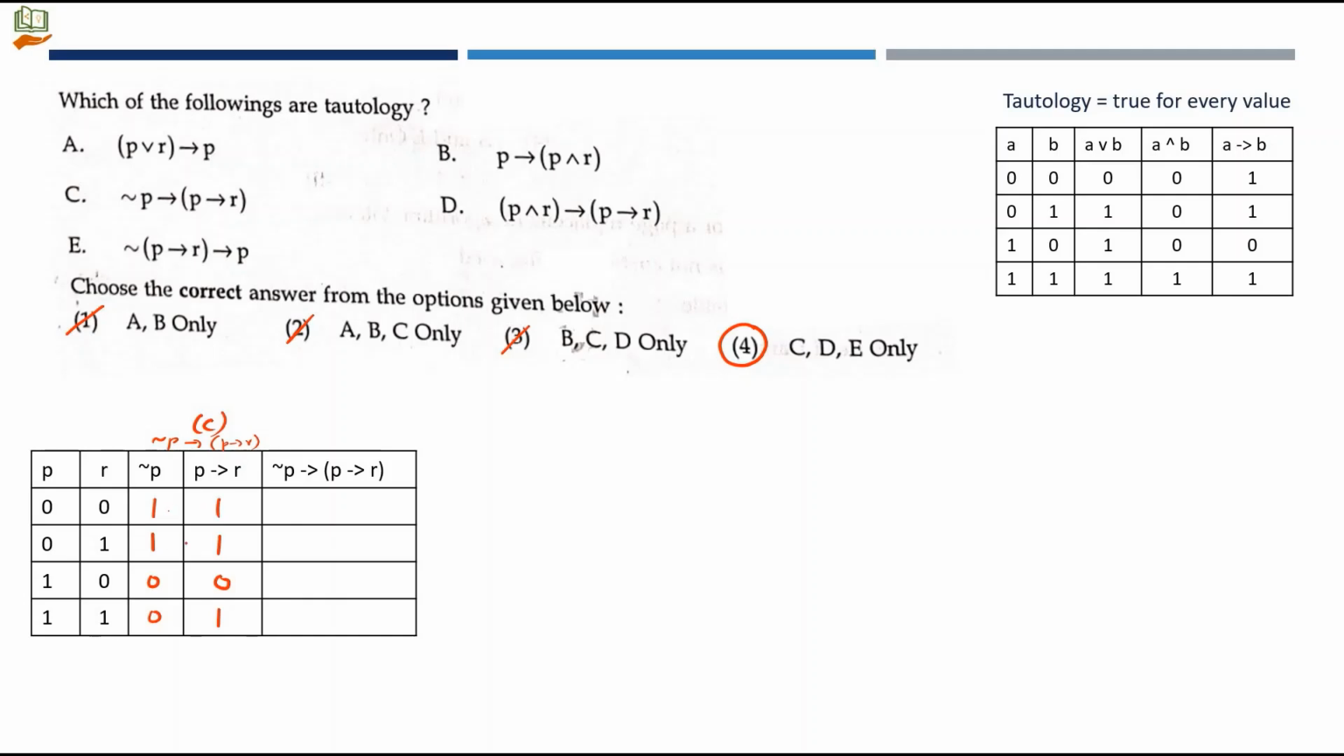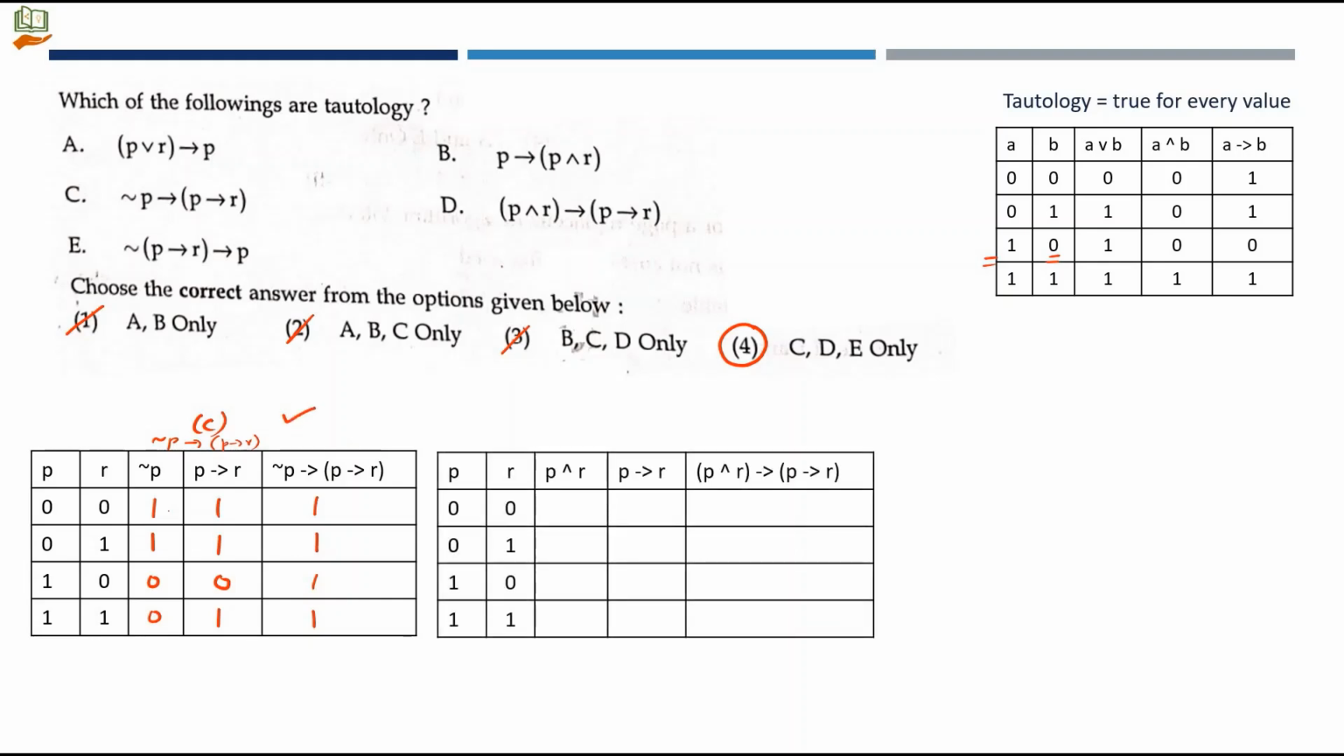We can compute this way itself. 1 and 1 will give 1. 1 and 1 will give 1. 0 and 0 will give 1. 0, 1 will give 1. You don't have this particular set in this expression. So all the values are 1 in the last column. It means C is definitely a tautology.